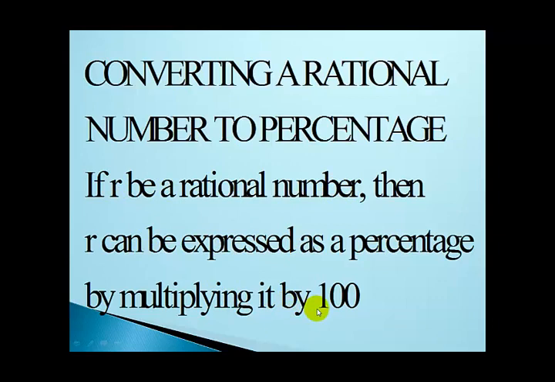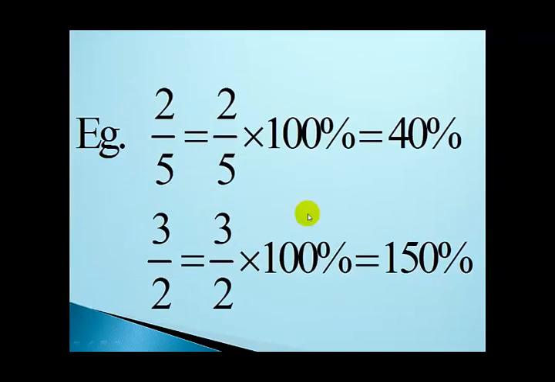Now let's proceed. Example, given the rational number 2 over 5. If you want to express 2 over 5 as a percentage, what you are going to do is to multiply the rational number 2 over 5 by 100. Now, how do we simplify 2 over 5 times 100%? 5 goes into 100 20 times, and 20 times 2 is equal to 40%. This means that 2 divided by 5 in percentage is equal to 40%.